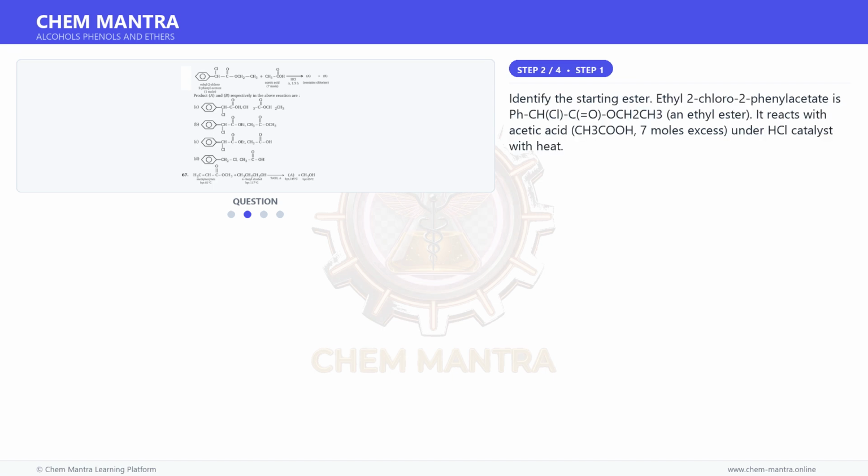Moving on to the next step. Identify the starting ester. Ethyl 2-chloro-2-phenylacetate is PhCHCl-C(=O)-OCH2CH3, an ethyl ester. It reacts with acetic acid, CH3COOH, 7 moles excess, under HCl catalyst with heat.